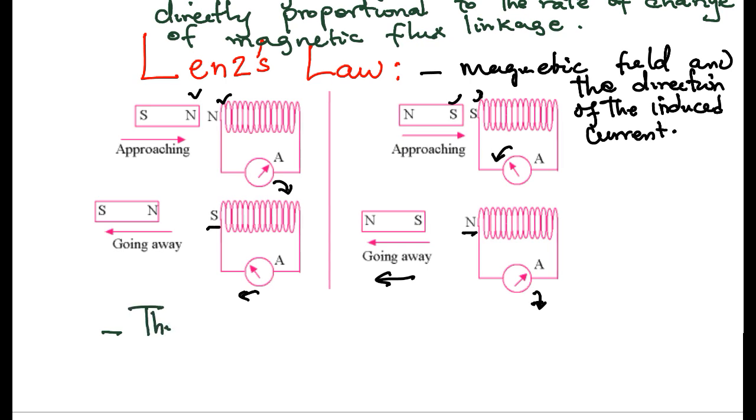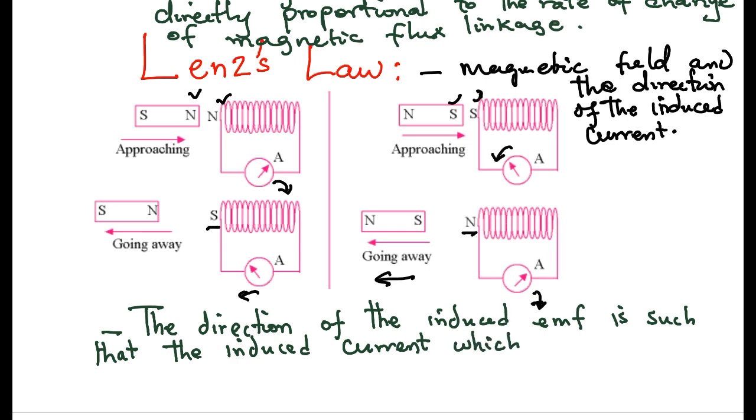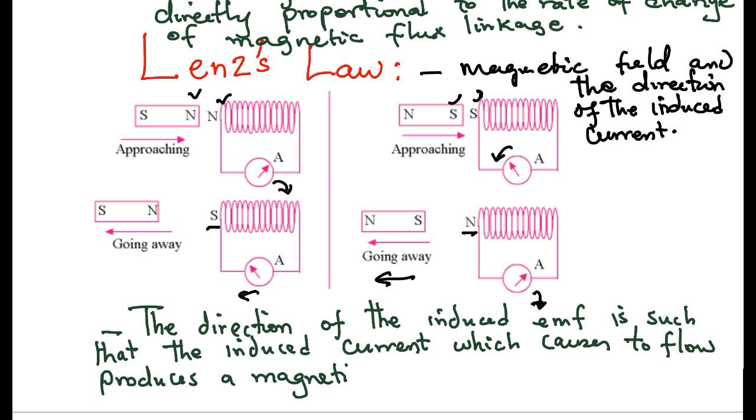The direction of the induced EMF is such that the induced current which it causes to flow produces a magnetic effect that opposes the change producing it.